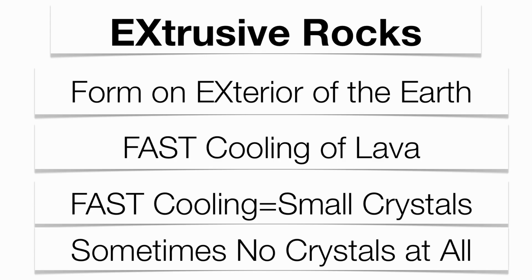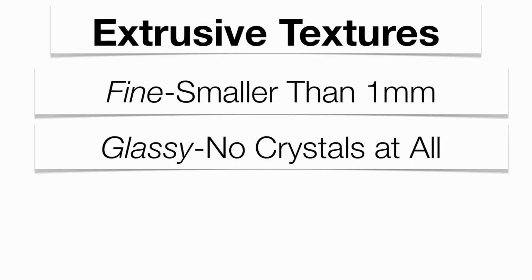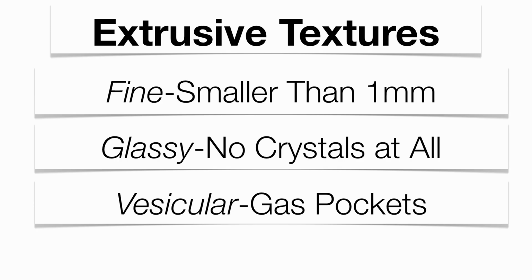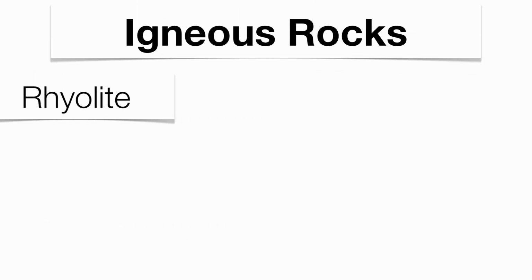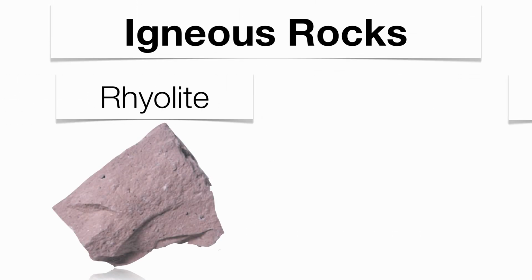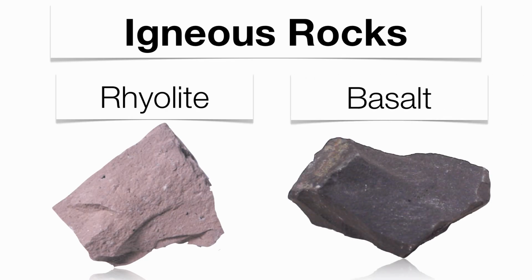Now you have three textures that you need to identify. Fine, which is smaller than a millimeter. Glassy, no crystals at all. And then vesicular just means you have trapped gas pockets within the rock. These rocks, you do need a magnifying glass to see the crystals. So let me just show you here. You have rhyolite and you have basalt. They're both fine grain rocks. Light in color is rhyolite, felsic in nature. Basalt is dark in color, mafic in nature.